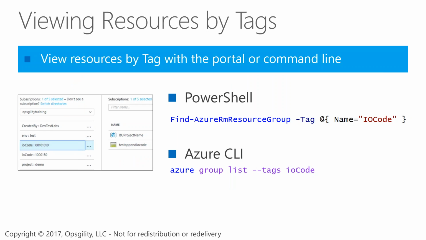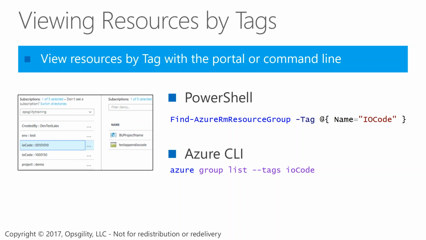This is a screenshot. I'm just going to show you a demo here in just a slide or two, but you can see in the screenshot on the left, I have a list of tags, and when I click on one of those tags, I'm going to see the resources that that tag is applied to. In this case, we're using I/O codes, maybe associated with a department.